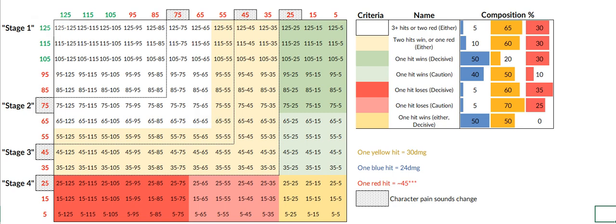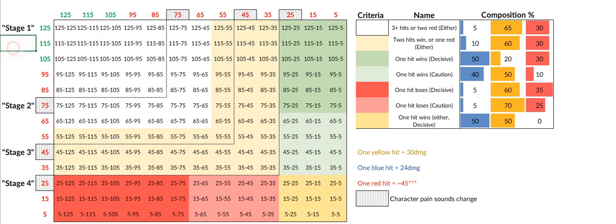So, what we have here is the total possible health outlay of a base duel where you have 125 health. So this is your health, going down to 5 and then death. 125 to 5, your opponent's health up here. So if I read this chart successfully, this is 95 to 105 here. I have 95, the opponent has 105. I have 75, the opponent has 75. I have 35, the opponent has 115.